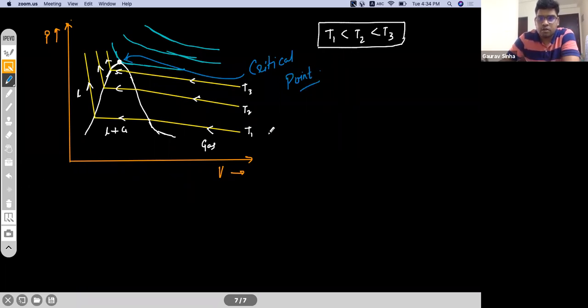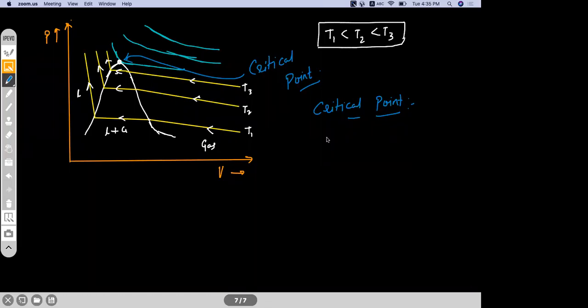Okay. So how do we define a critical point? Write down the definition. See, both ways we can define this. Beyond this point the liquefaction is not possible, or below this point the liquefaction is possible. Both ways we can define. Once again, guys.